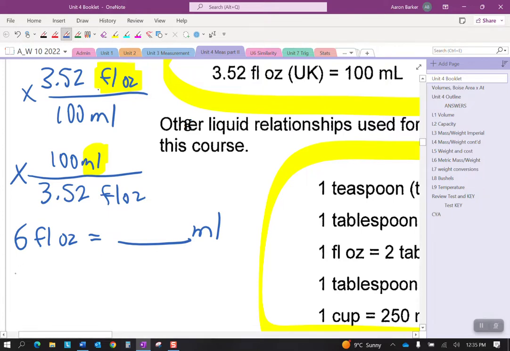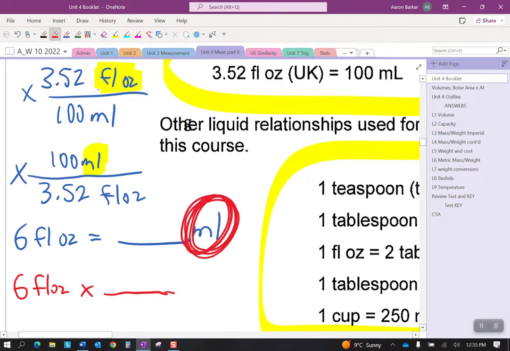So we write that down. The answer then will be 6 fluid ounces times, and then we have to write our conversion factor. What's the conversion factor going to be? What number should go on top? Well, start by writing down your units. We want to find milliliters, so milliliters needs to go on top of the fraction. So fluid ounces will go on the bottom of the fraction. Okay.